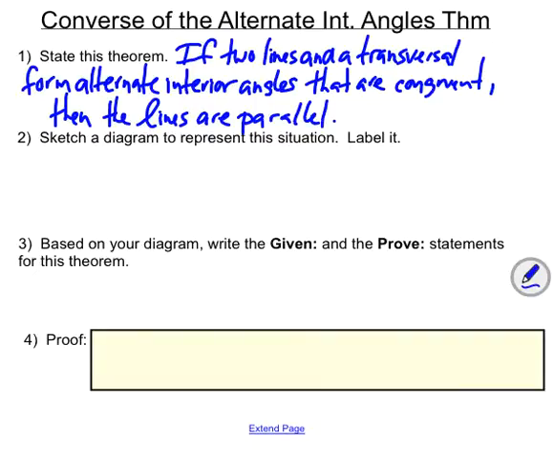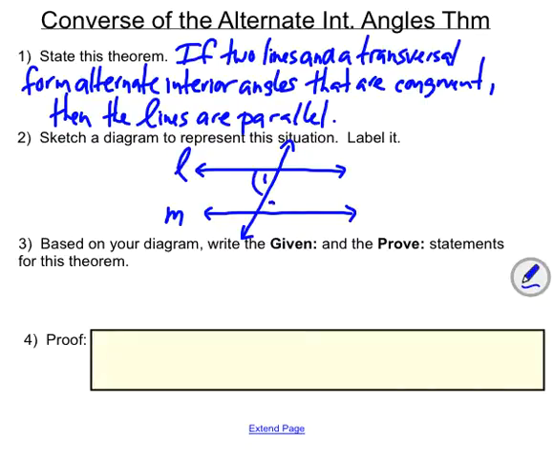Go ahead and just sketch a quick diagram of what this is going to look like. So we'll have something like lines L and M. The given information is that angle 1 is congruent to angle 2. One of those sets of alternate interior angles is going to be congruent. Based on that diagram, we're going to write the given and the proof statements.